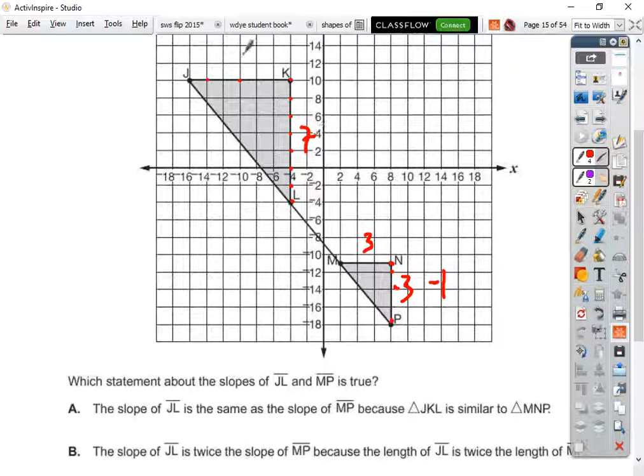And this was 6, right? 1, 2, 3, 4, 5, 6. All right, so this was 3, and this was, that's a half, not 1, so it's 3 and a half. So, does 6 over 7 equal 3 over 3.5? And the answer is yes, because I have a scale factor of 2. So therefore, this is true.